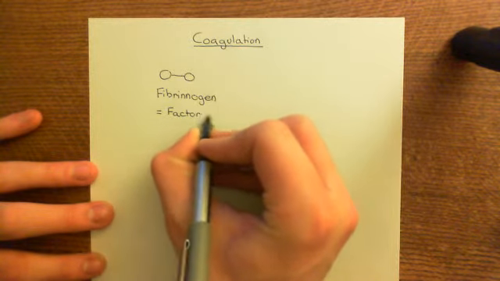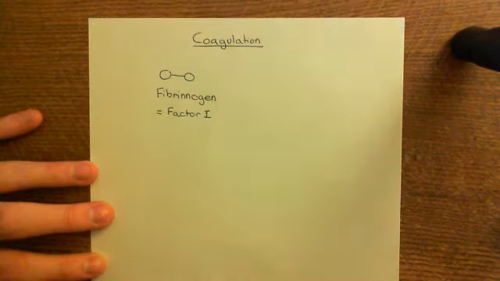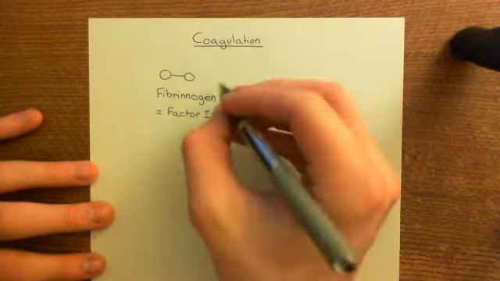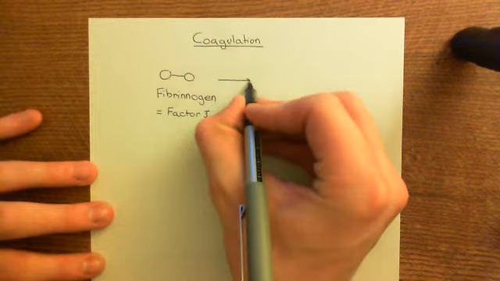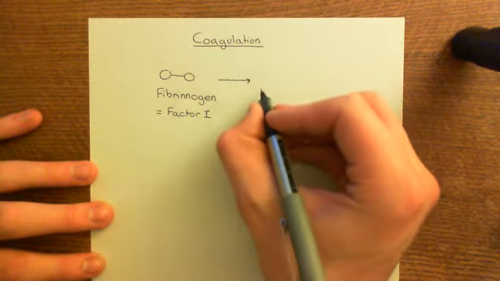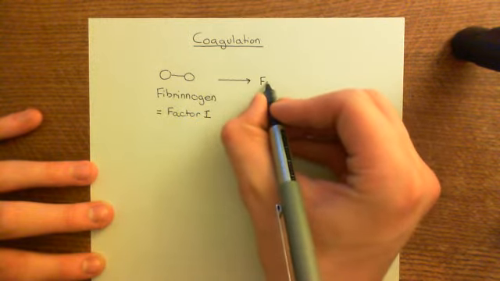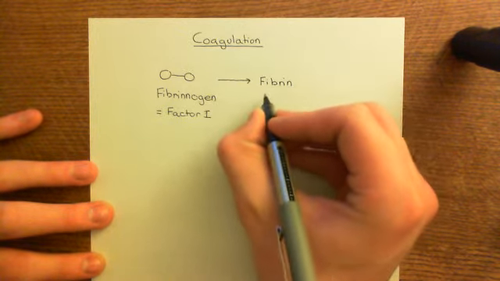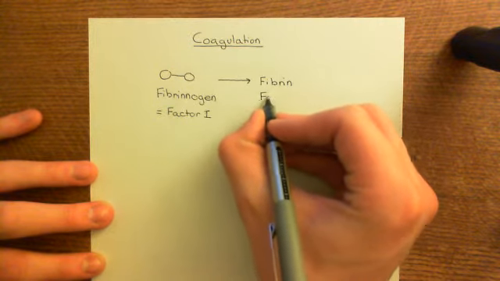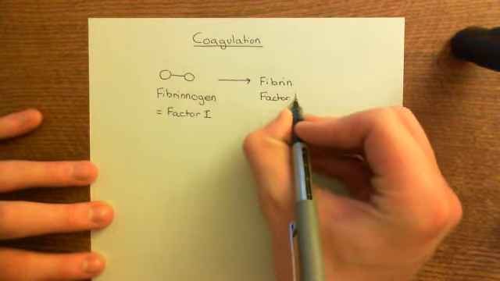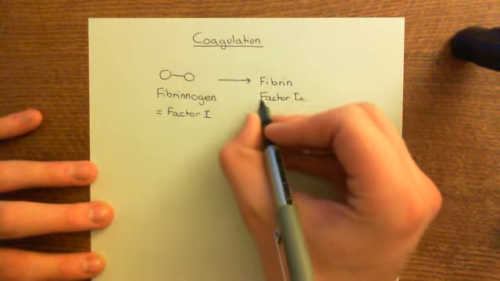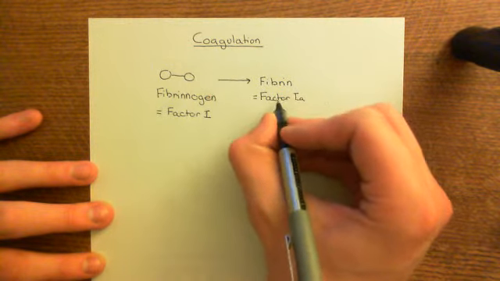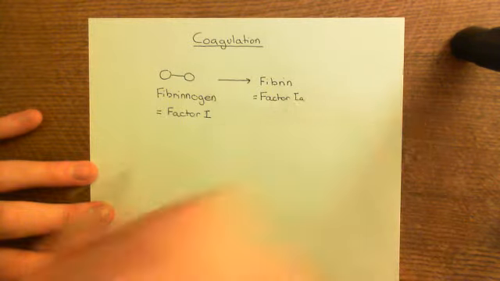Basically, this is an inert protein. This is not doing anything. It's a usual protein which is within all of our blood, hopefully, and it's not doing anything. However, in coagulation, you convert it into an active form known as fibrin, and this is also referred to as factor 1A. You put a little A down there to denote that it's activated. So fibrin or factor 1A is the active form of factor 1.